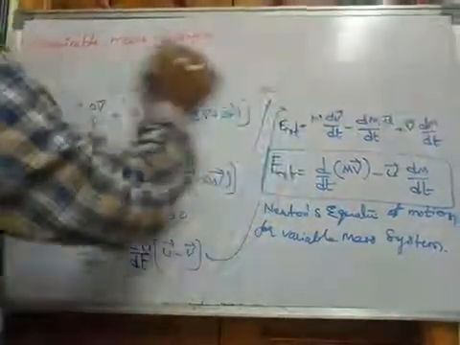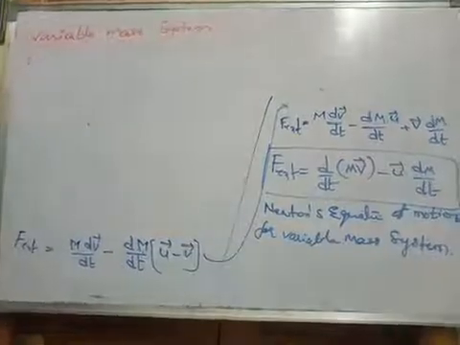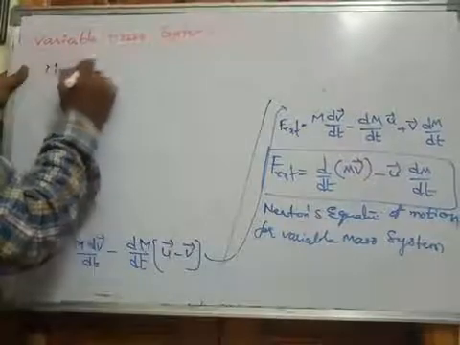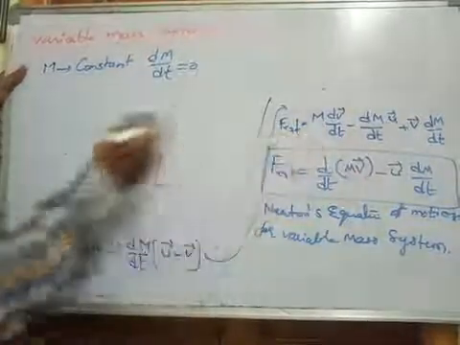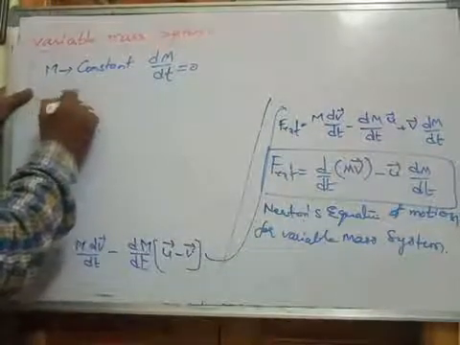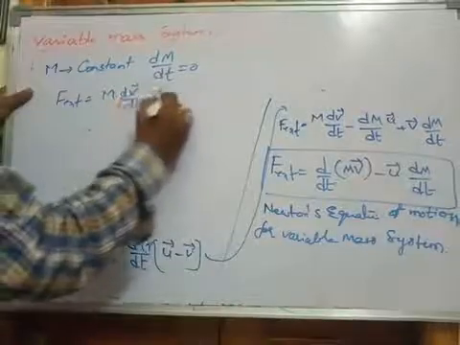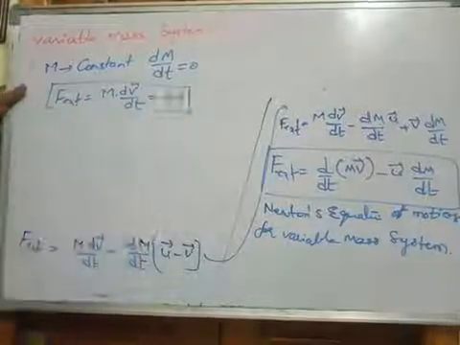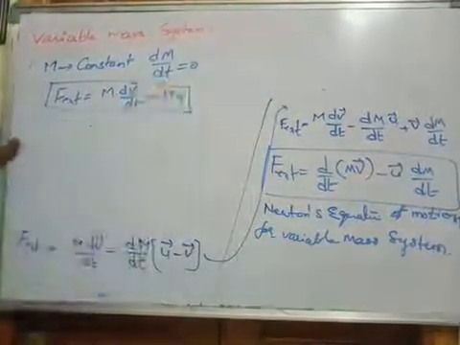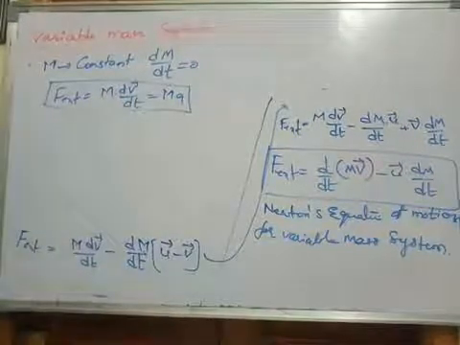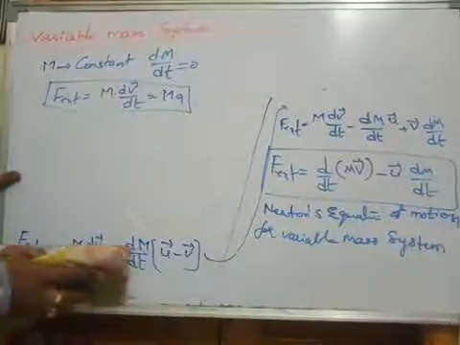See there, if the mass of the system m is constant, what will happen? dm by dt is equal to 0. Substituting in that equation, what do we get? F external is equal to m into dv bar by dt, and the remaining term goes to 0. We get ma. So F external is equal to m a bar. This is the well-known equation, Newton's second law. The external force acting on the rocket is F external equal to ma.